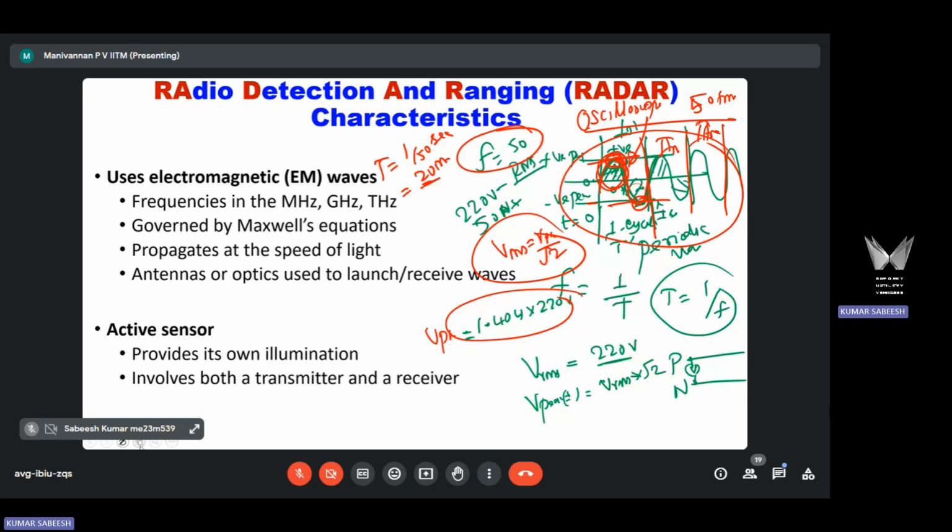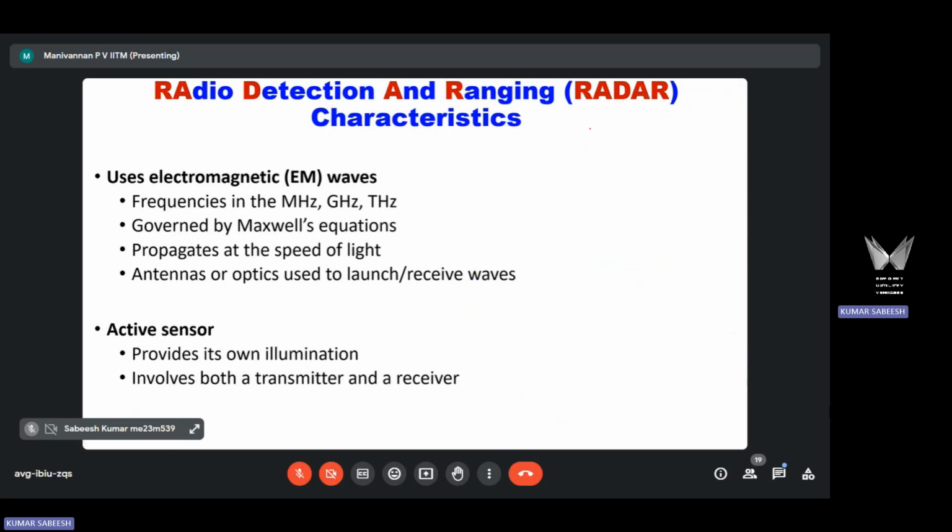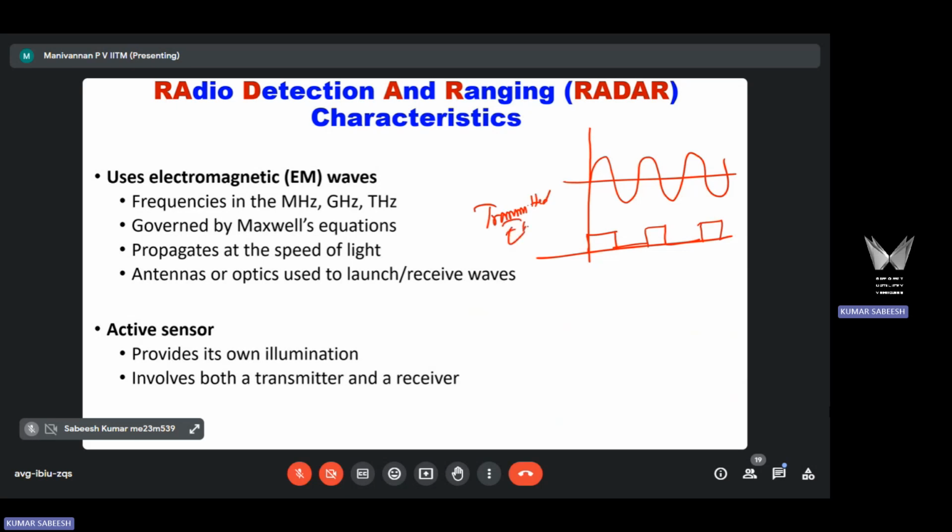Now, why I'm telling you all this is that your radar can send a sinusoidal waveform or a square waveform, square pulses. It can send any of these. I told you the transmitted electromagnetic waves can be sinusoidal or square pulses. So please see that this is a periodic wave, a sinusoidal shape, and this is square pulses. This is one period. This is the T for the square pulse, and this is the T for the sinusoidal one.